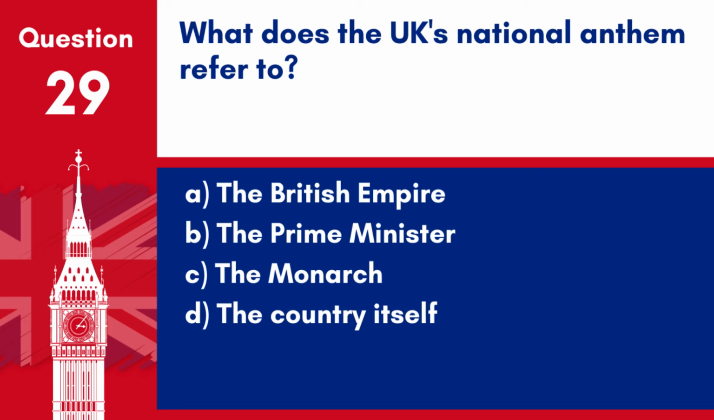Question 29. What does the UK's national anthem refer to? A. The British Empire. B. The Prime Minister. C. The monarch. D. The country itself. Answer. C. The monarch. The UK's national anthem, God Save the Queen, or King, depending on the monarch's gender, refers to the reigning monarch.